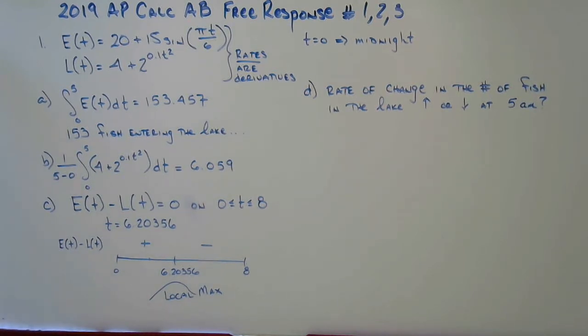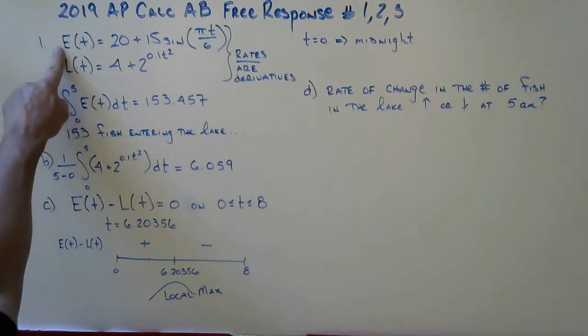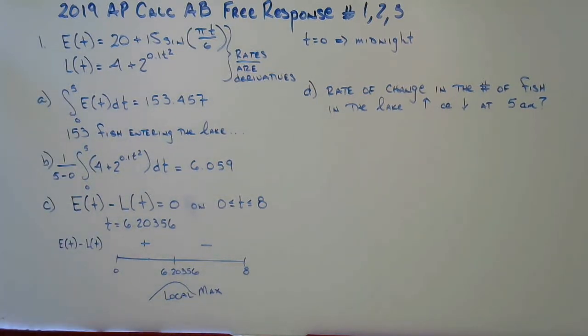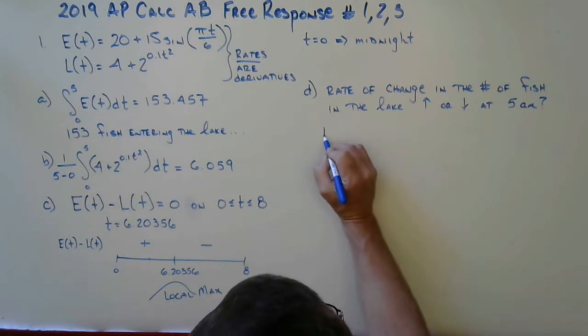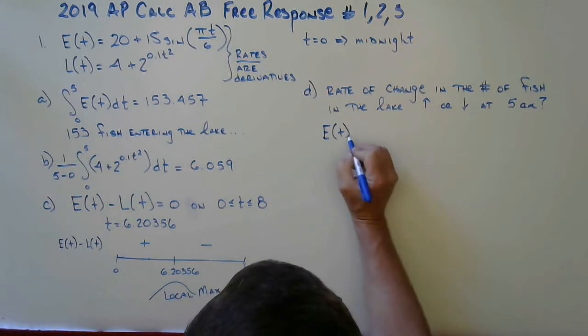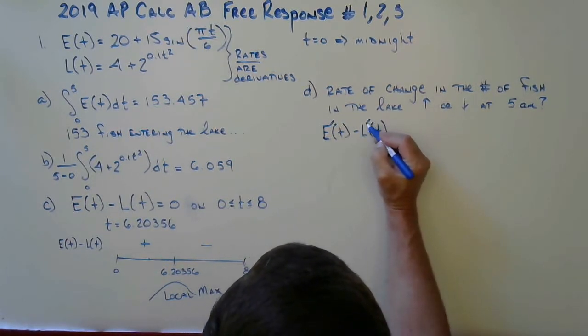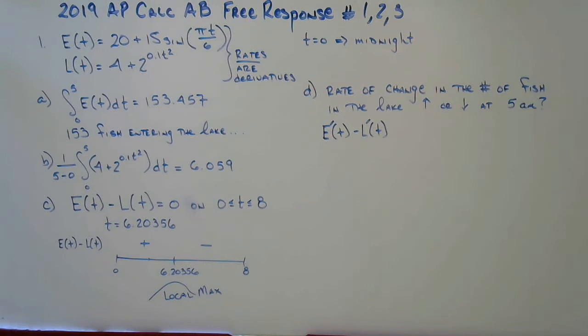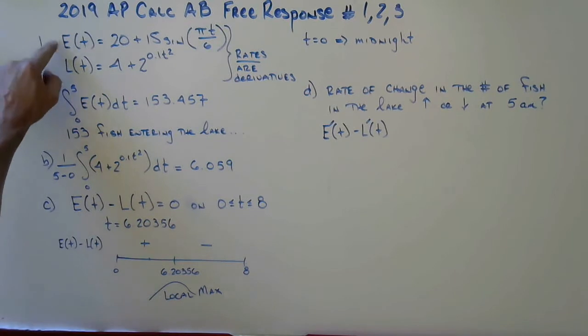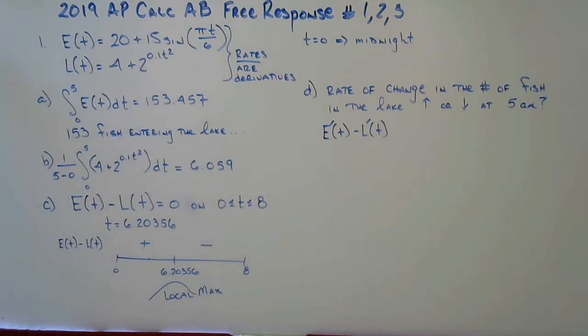Now, we want the rate of change in the number of fish. Well, this gives us the number of fish, so we want the rate of change of those. Meaning, we need to find not E of t minus L of t, we need to find E prime minus L prime. We're working on the second derivative here. We're working on the concavity.